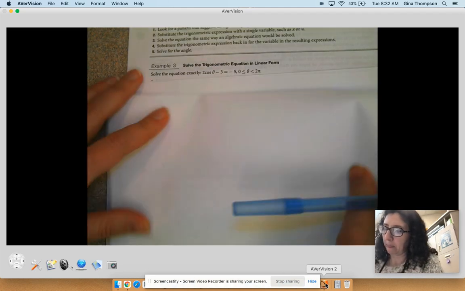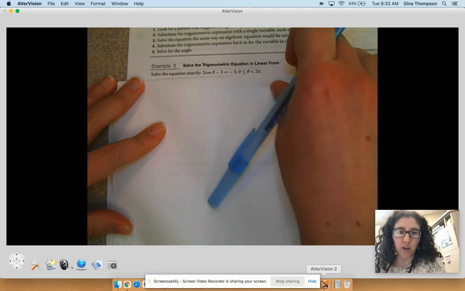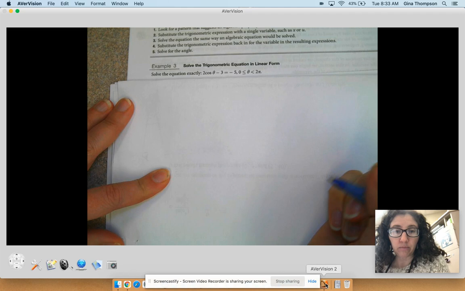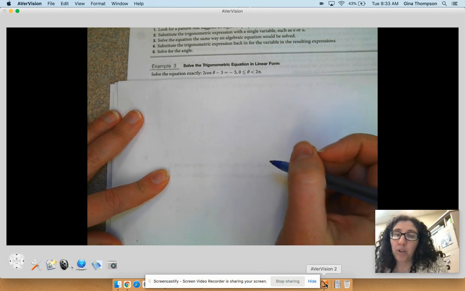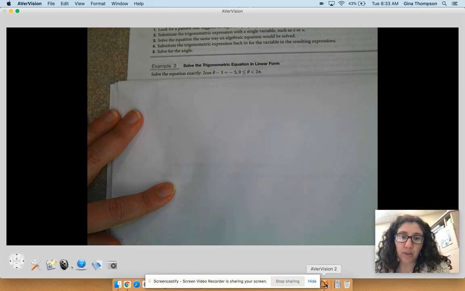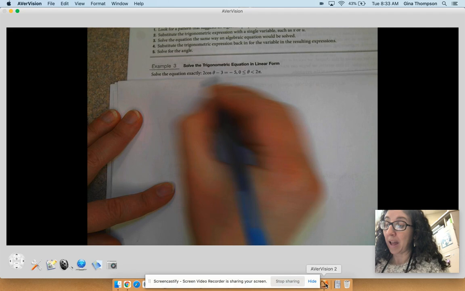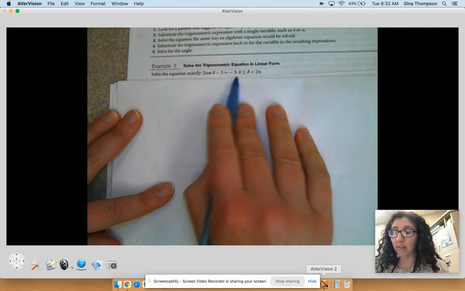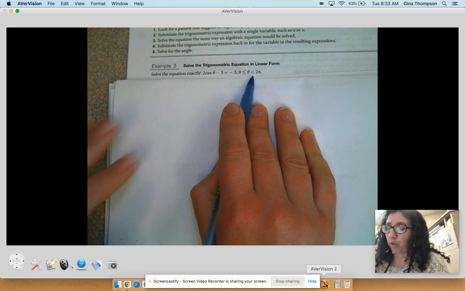Solve this equation. All right, well, let's make it look more simple, right? So just like we do with normal equations, if we could isolate the expression with the variable and move everything else to the other side, then it's going to be a lot easier to see what we need to do. And notice for this one, they've restricted the domain. They just want to know the theta values between 0 and 2 pi that would make this true.